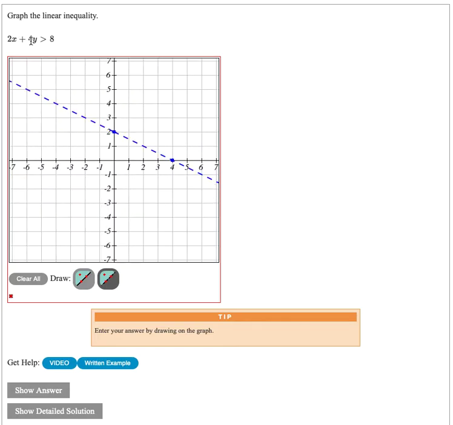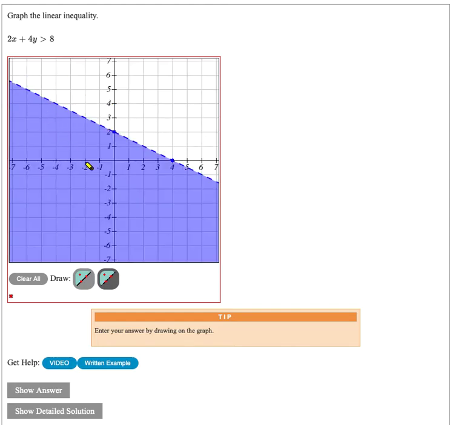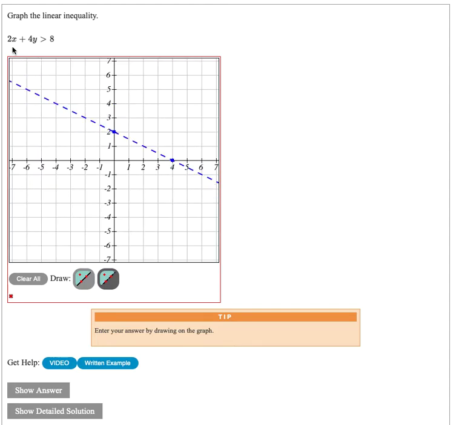And again, if I plug in 0, 0, 0 is not greater than 8. So 0, 0 would not satisfy this inequality. It comes up with a false statement. So that means the other side must be true.